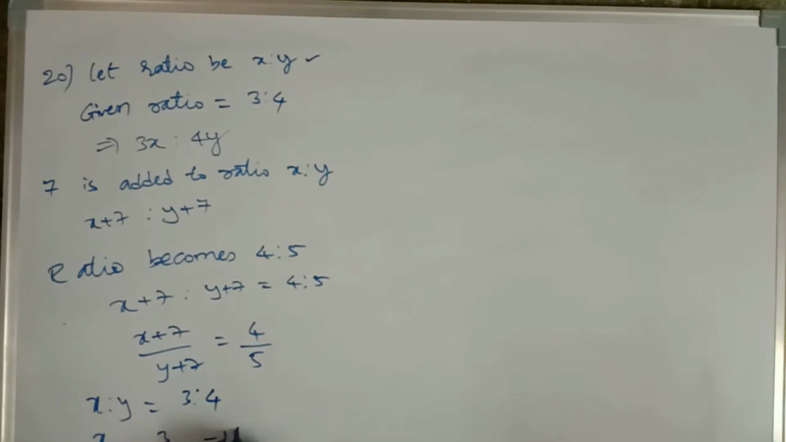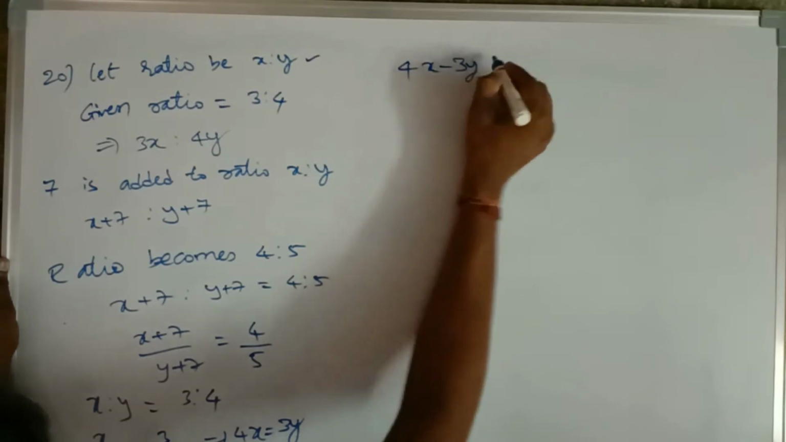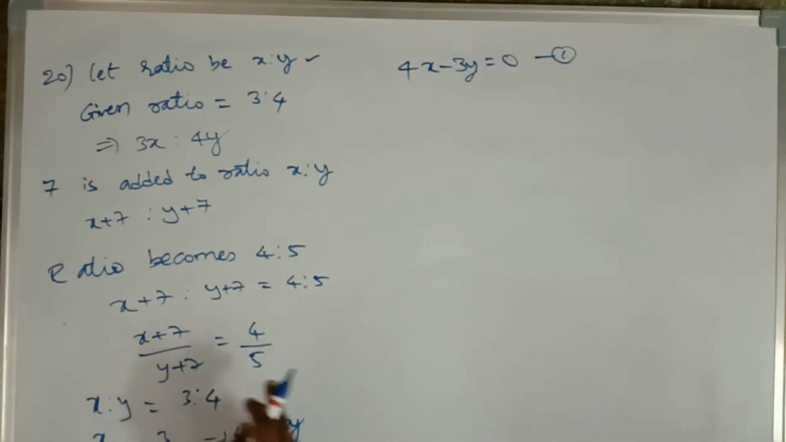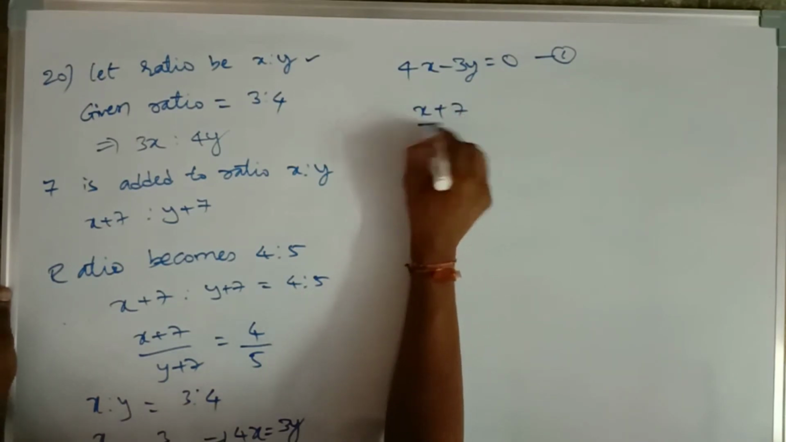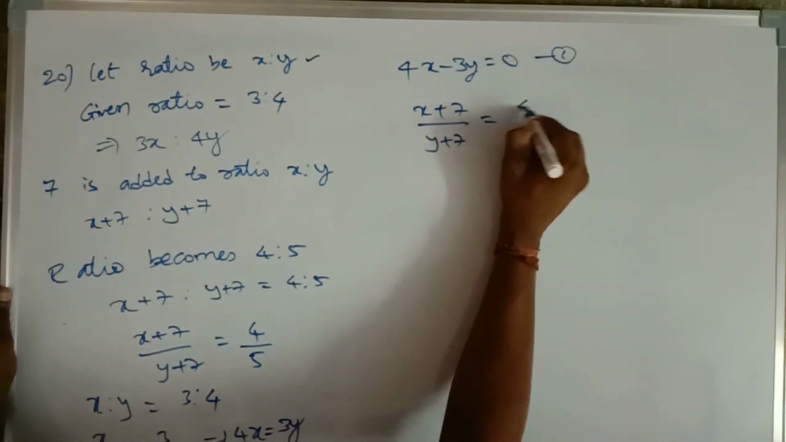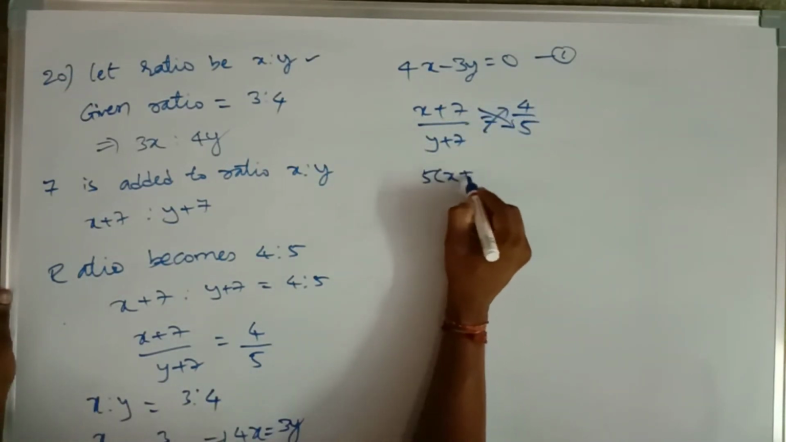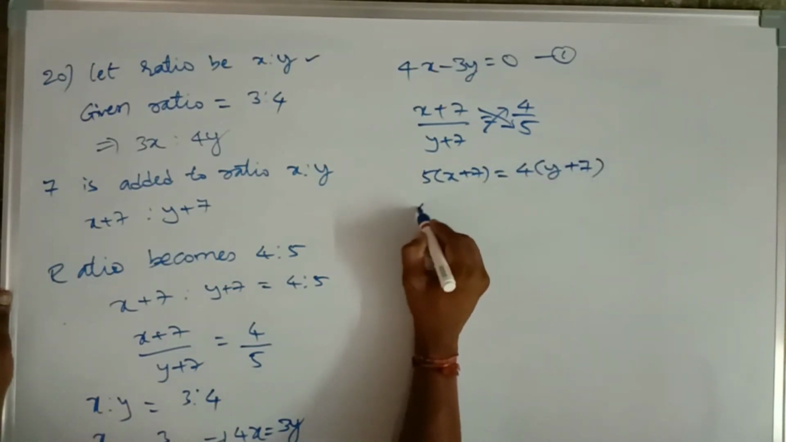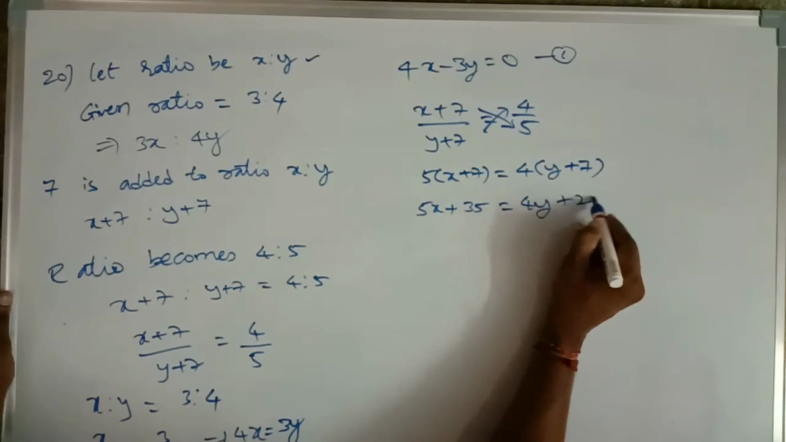Now do the cross multiplication, that is 4x is equal to 3y. I am simplifying this, 4x minus 3y is equal to 0. This is the first equation I am taking, and here this one I am going to simplify. Do the cross multiplication, x plus 7 by y plus 7 is equal to 4 by 5. Now do the cross multiplication. 5 into x plus 7 is equal to 4 into y plus 7. 5x plus 35 is equal to 4y plus 28.